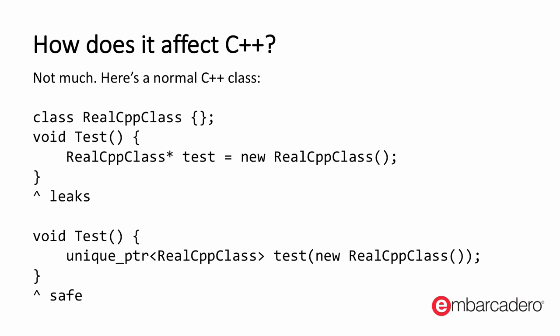But let's go over what happens. First, normal C++. I have a very simple class here, RealCPPClass, and a method here, Test. So RealCPPClass pointer leaks equals new RealCPPClass. Here I'm creating a class instance and not deleting it, and it leaks. There is no ARC here. The solution is to use a smart pointer, as is normal good C++ practice, like so. unique_ptr RealCPPClass, and it's initialized with new RealCPPClass. Here the instance is deleted when the unique pointer goes out of scope. All this is good normal C++.